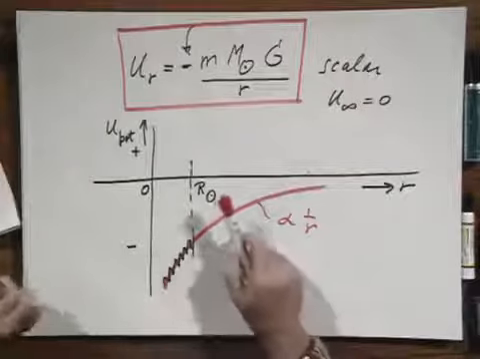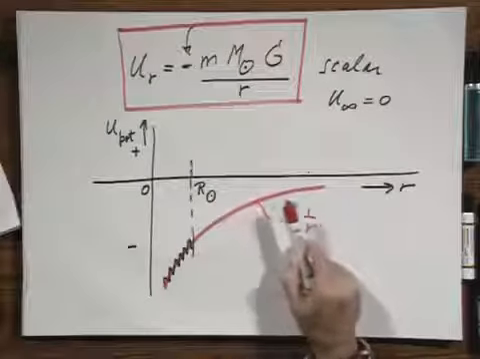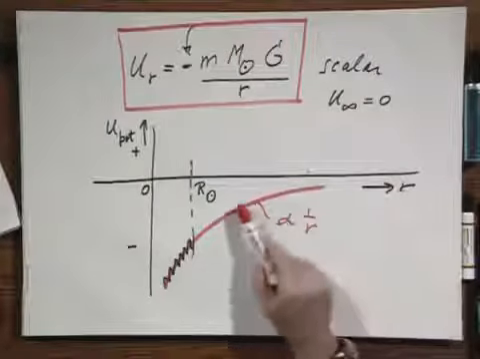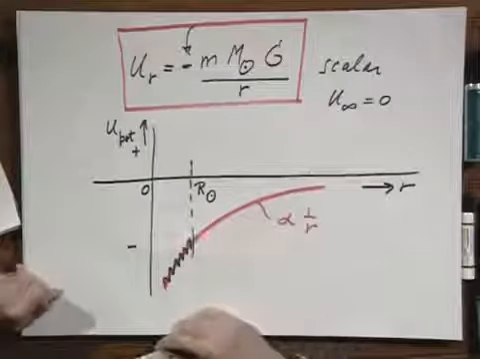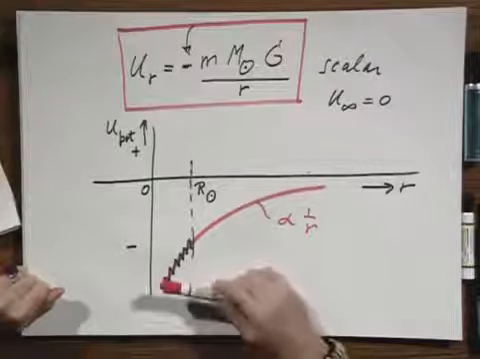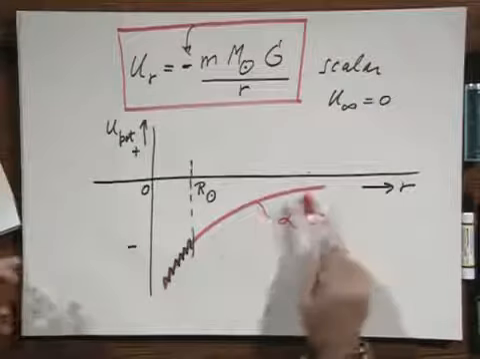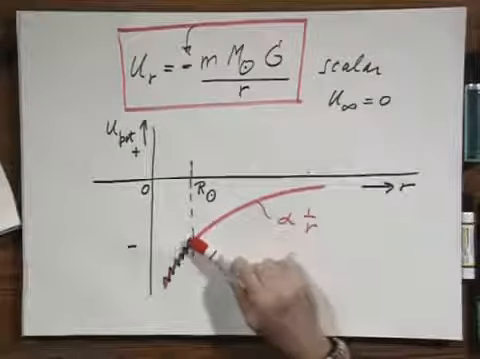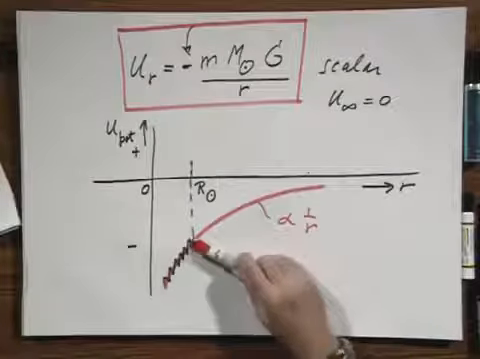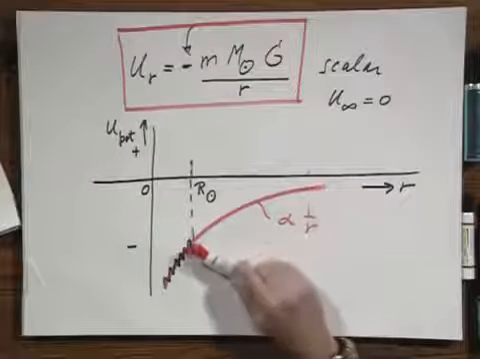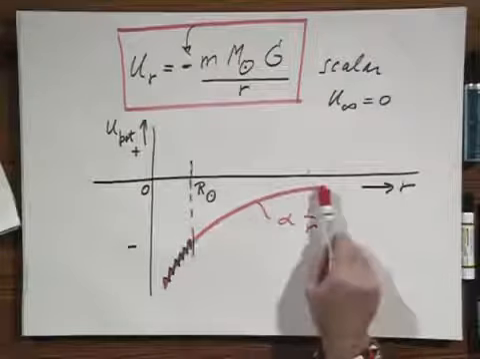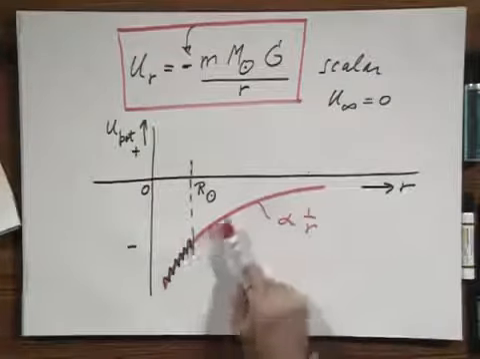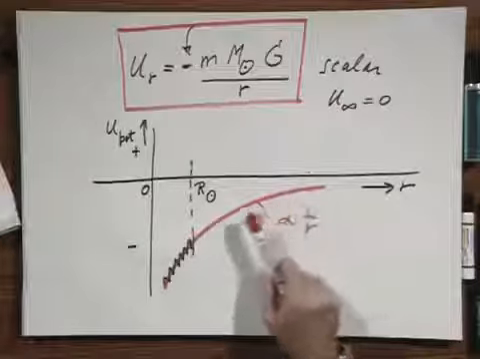And as r decreases, U decreases. For me to move it further in, I have to do negative work. As r increases, U increases. Notice, it is negative here, but it's still increasing. And for me to move it further out, I have to do positive work.